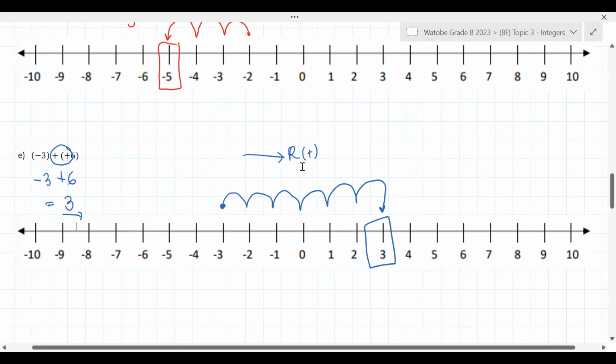Very nice, guys. Again, you don't have to use a number line. It's just a tool. All right, so I'm giving you tools to hopefully help make your life easier.